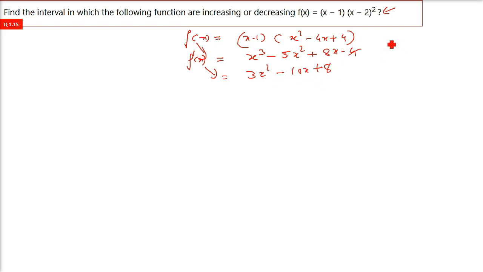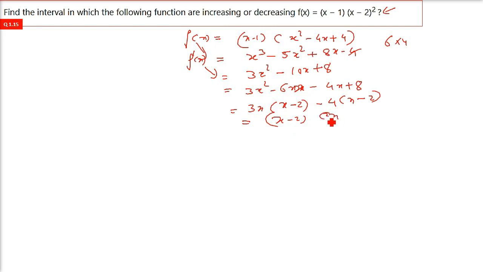So how do you get 10 from this? So 6 fours are 24. You can also use this 6 and 4. 3x square, you have minus 6x minus 4x plus 8. Now you can take 3x common, x minus 2, here also you can take, this is 6x square actually, minus 4, x minus 2. So we get (x minus 2) into (3x minus 4).